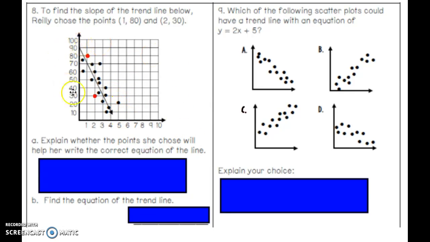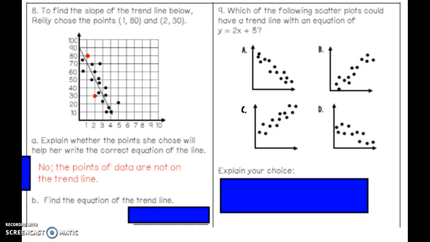If you're trying to find the slope of the trend line itself, you would need to find 2 points that are actually on the line itself. So this might estimate the slope, but it will end up being a little bit steeper. So the points we want to use, again, have to be on the trend line. So this would be a good one, and this would be a good one.